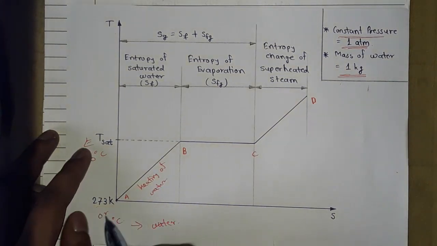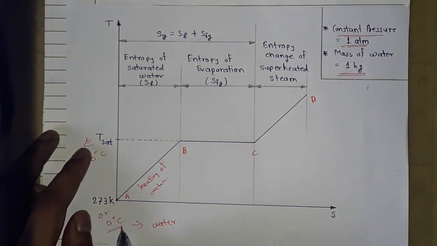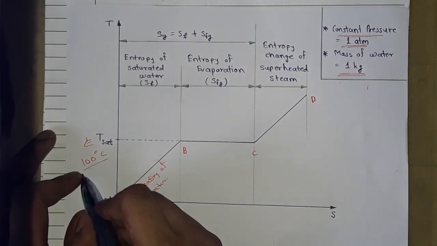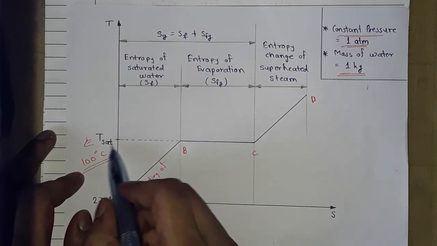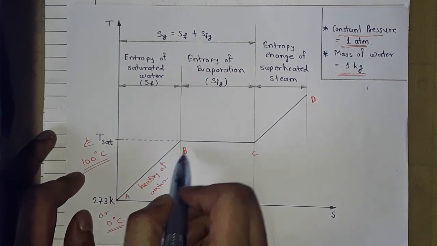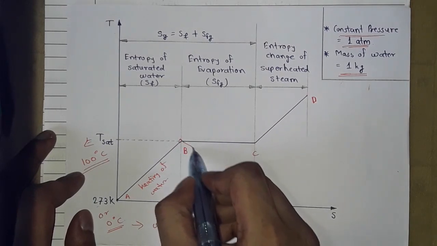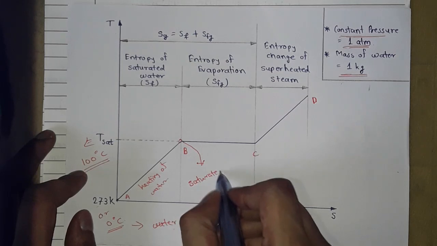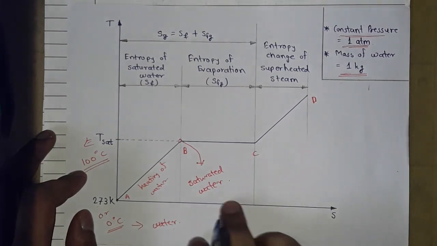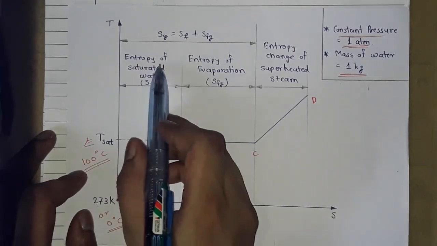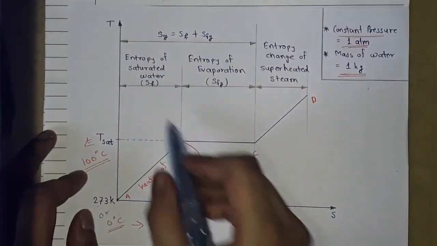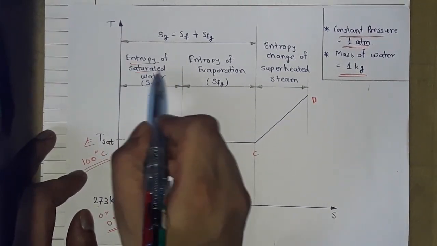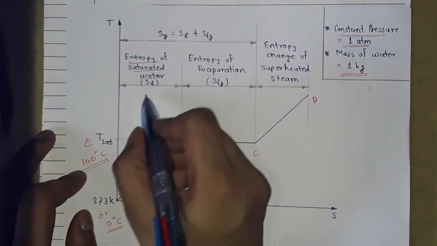In this process we heat the water at 0 degrees Celsius till its temperature rises to 100 degrees Celsius, that is saturation temperature. And at this point we get saturated water. And the entropy change during this process is called as entropy of saturated water, and it is denoted by SF.